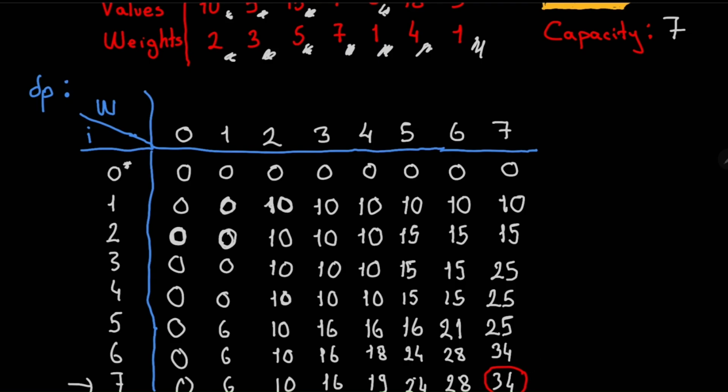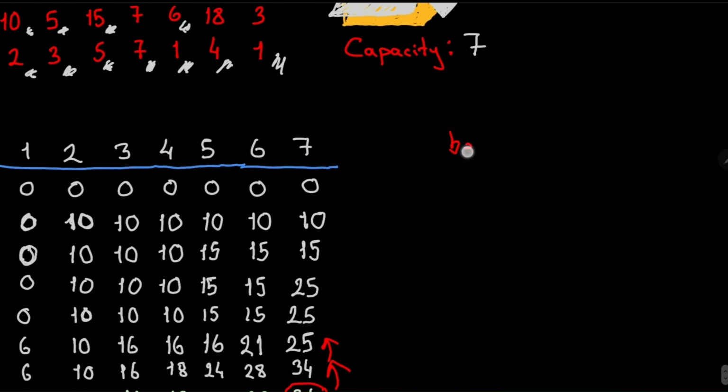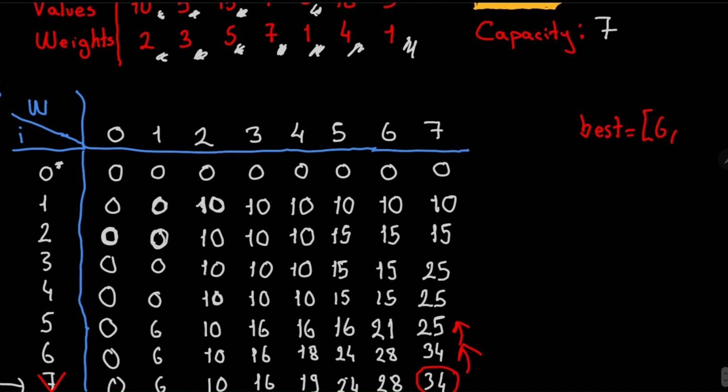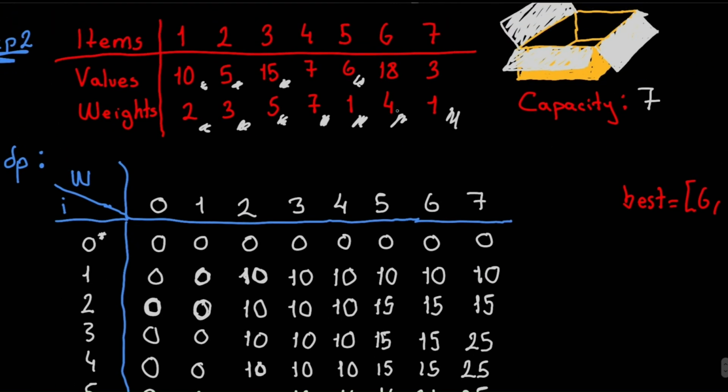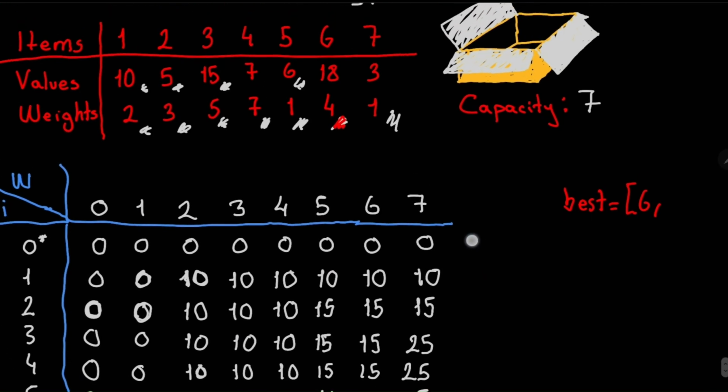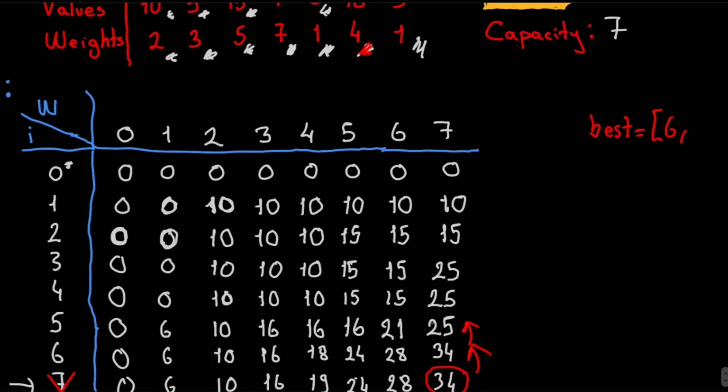Now let's do backtracing in order to find which items we should take. It is not changing, so we are not taking 7. Is it changing? Yes. So let's write it. Best. We are taking 6. And the 6 item weight is 4. So 7 minus 4 gives us 3. So we will be here.